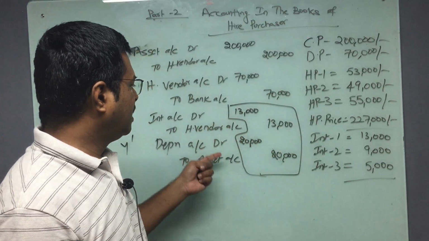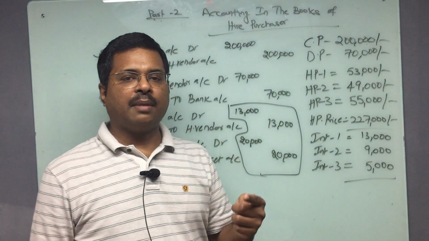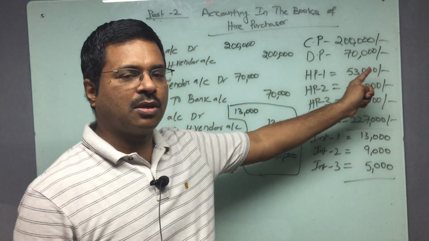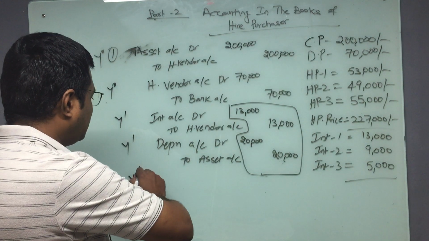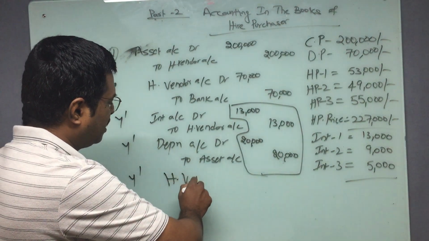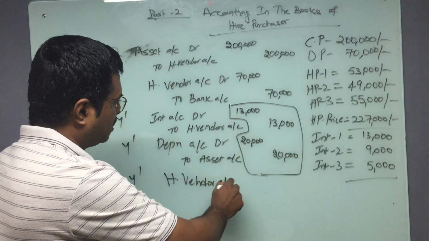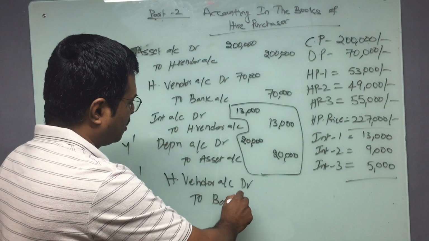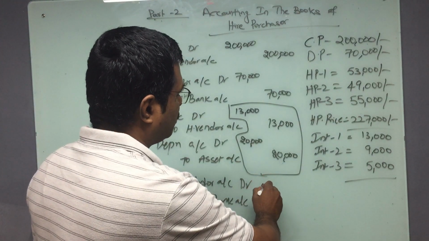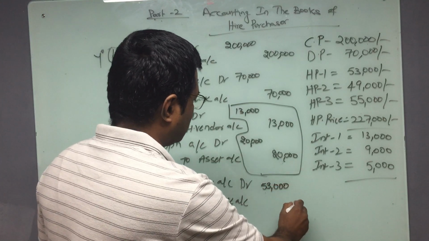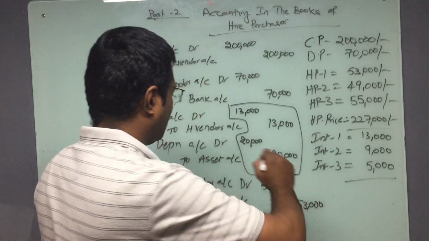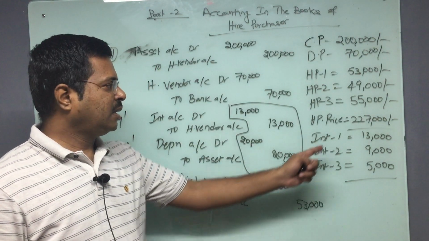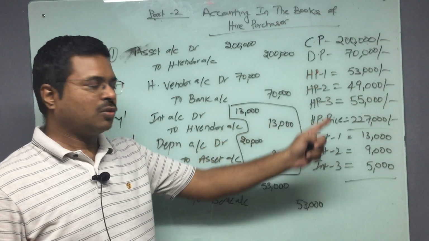Okay. Now after debiting these expenses, I will make payment to hire vendor my installment amount. Okay. My first installment is 53,000. So year 1 end, hire vendor account debit, the receiver, to bank account credit, what goes out, 53,000. Okay. Now this is the amount I am making payment to the hire vendor at first year end, including interest.